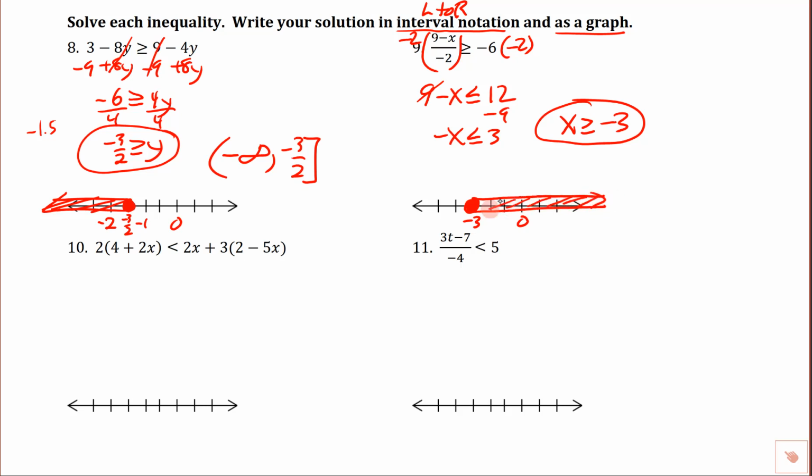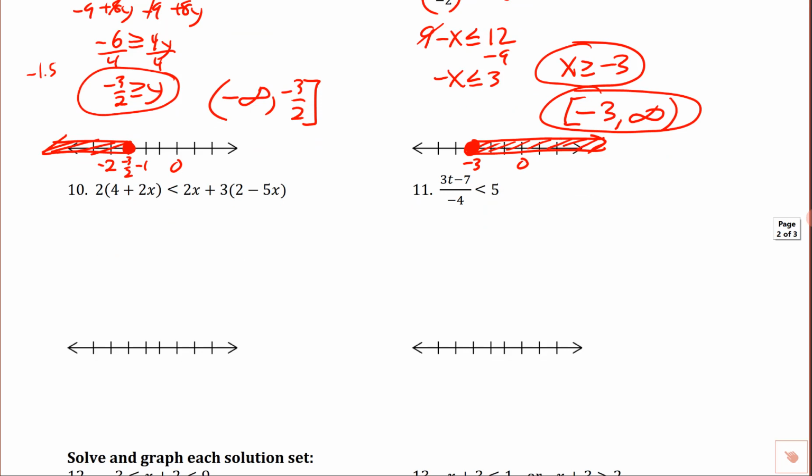So we'll make it look like that. So there's a graph of the answer. Now we want to write it in interval notation. Again, starting from the left, going to the right, where do we start getting answers? We start getting answers at negative 3, and they are included, so we'll use a square bracket there. And then they never stop, so they go to infinity. So that's our answer in interval notation.